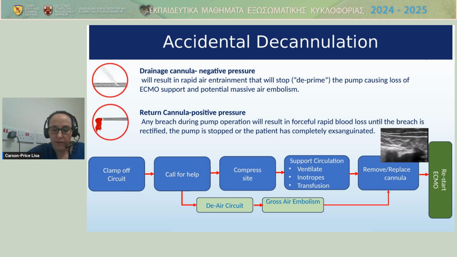Now, from my personal perspective, I think I prefer to deal with the positive pressure or the return cannula, because it's very easy to adapt a bleeding protocol. There's blood on hand, lots of fluid, so it's much easier to resuscitate that circuit. But in those situations, again, you must have a clear protocol of how to deal with it. So clamp off your circuit, call for help. If the cannula has completely come out, you must compress the site, and you must support the patient while you're trying to determine whether you're going to recannulate or push the cannula back in and deal with the circuit, whether you need to de-air that.